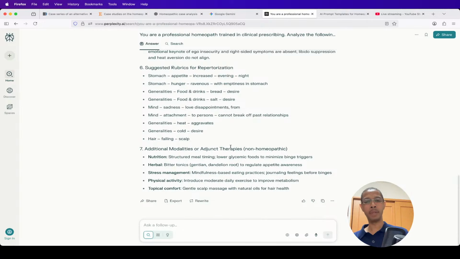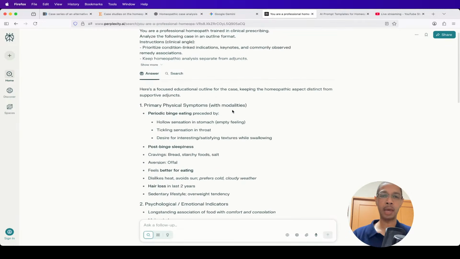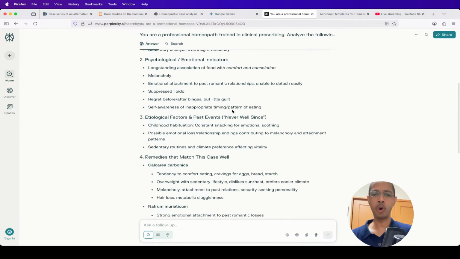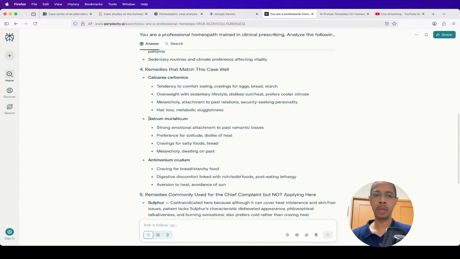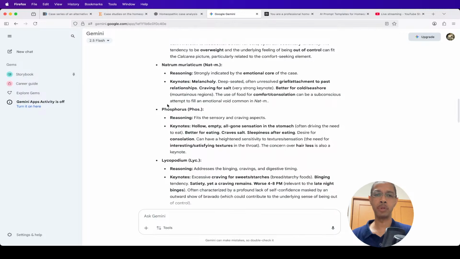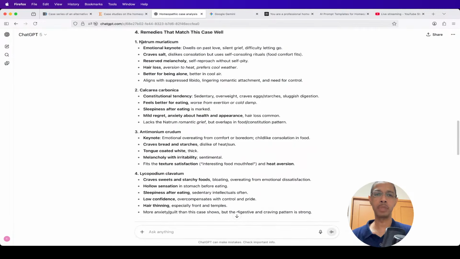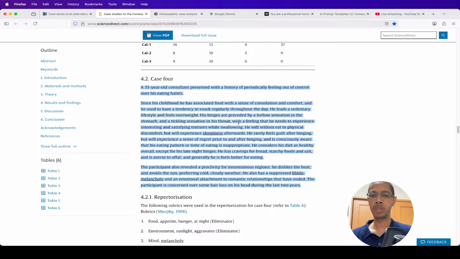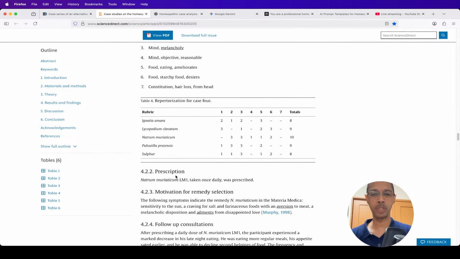All right. And then some additional modalities, right? Structured meal timing, bitter tonics, dandelion roots, mindfulness eating practices, moderate exercise, gentle scalp massage, and natural oils. So you see across three different AIs, comparing the same prompt, the same case, there is some overlap in the remedies that it recommends. And in each one, it also chose nat mur, which is the same thing that the writers of the case had prescribed for this patient.